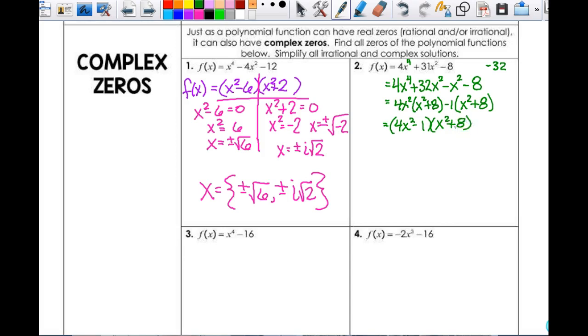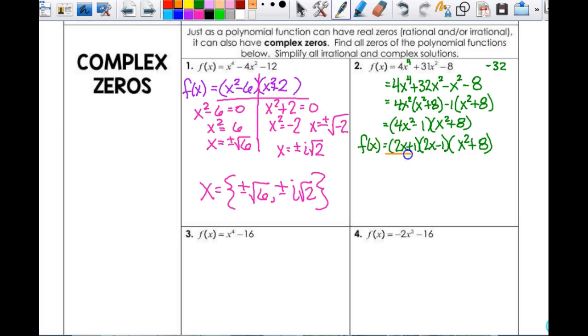And you get to this point, however you may get to this point. Can I factor it some more? Yes. What is this called right here? Difference of squares. So f of x is equal to 2x plus 1, 2x minus 1, and then x squared plus 8. Okay. So that's as much as I can factor right now at this moment.